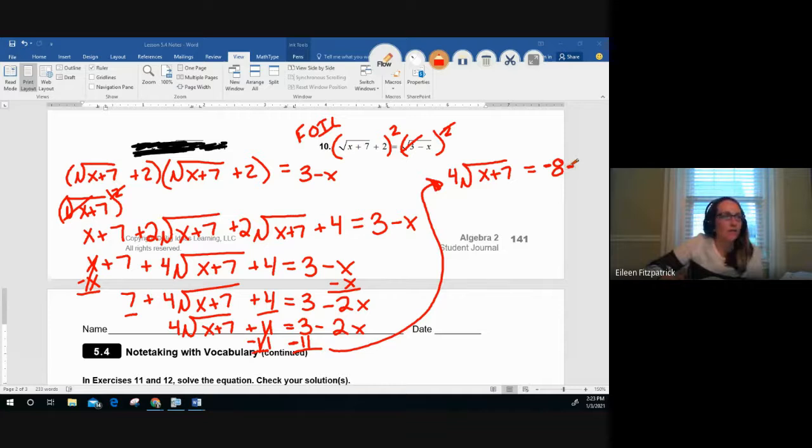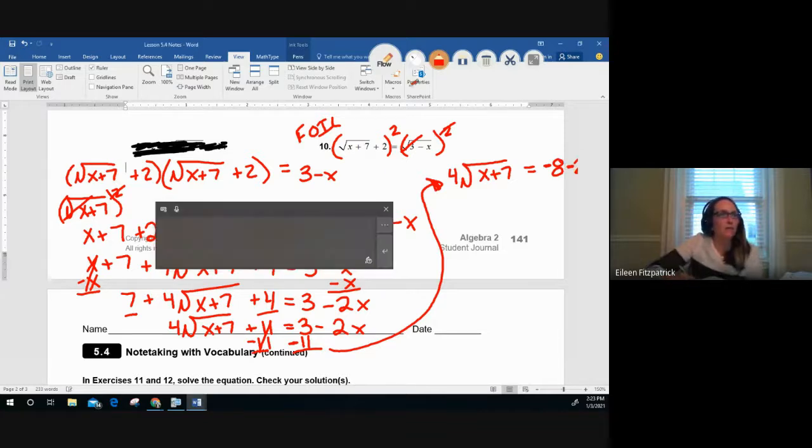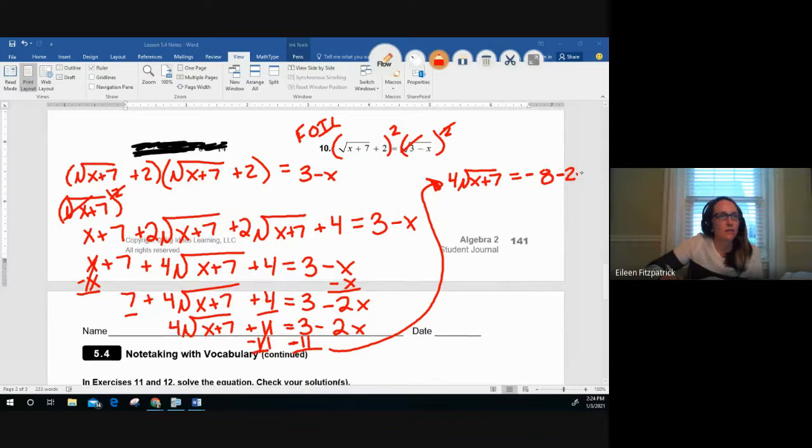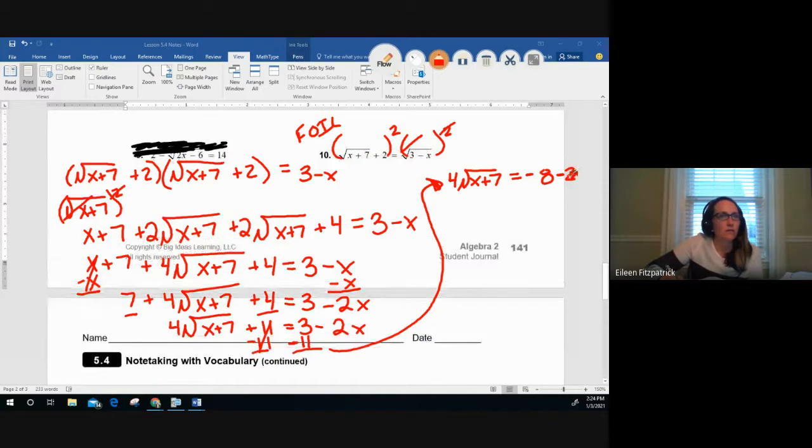Yeah, negative 8 minus 2x. Oh, now I'm out of room over there. Let me try that again. So I have 4x plus 7 equals negative 8 minus 2x. 2x, that's an x over there, 2x.